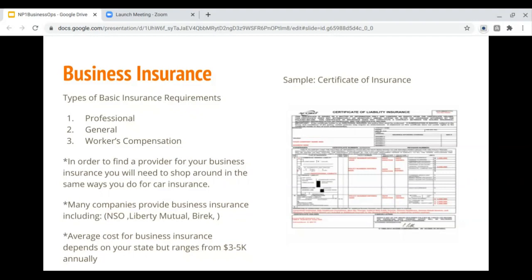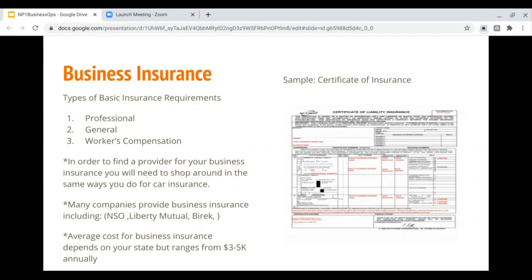So the 3 main basic types of insurance requirements that clients look for are your professional and general liability, as well as your workers' compensation. And this has been consistent across the board. There are instances where you may not have to have the workers' comp, but you always want to make sure that you have your professional and general liability, just because you want to make sure that you're covering the business. Essentially, professional and general liability will cover anything that happens with regards to the business or services being provided by the business or employees of the business.